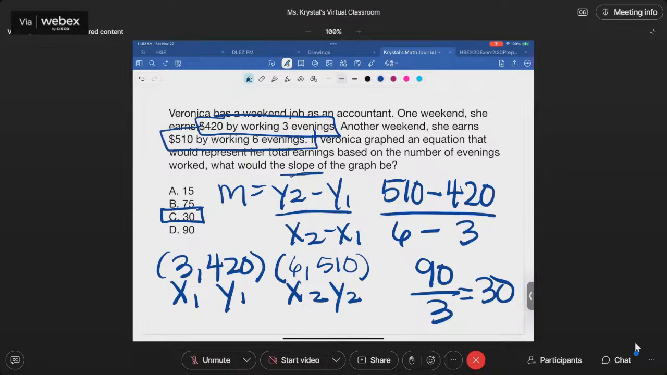Gotcha. Use your intuition, but just know when it says based on, that's going to be what your X is. So we should always correlate X with the word based? Correlate X with what comes first in the sequence of what I'm reading.